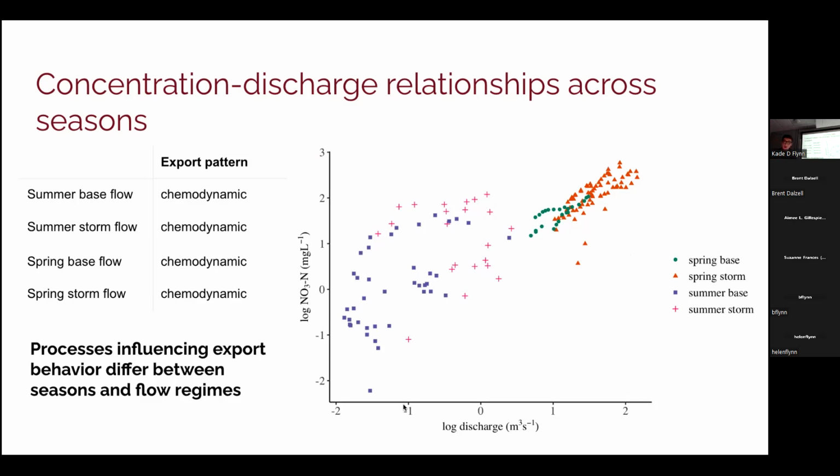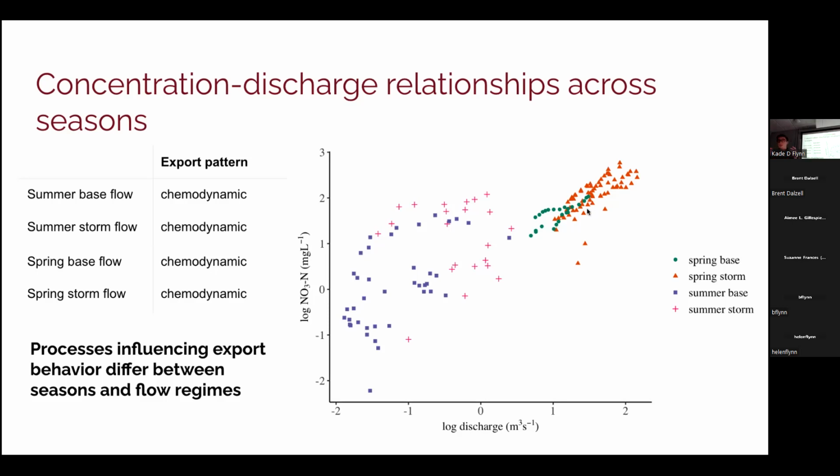So here in the summer, in agricultural watersheds, this chemodynamic behavior is often attributed to in-stream processes such as biologic uptake or denitrification, which are more active when discharge is lower and residence times are higher. In the spring, we also see this chemodynamic behavior, but in agricultural watersheds, especially at these higher levels of discharge, this behavior is more often trending towards chemostatic.